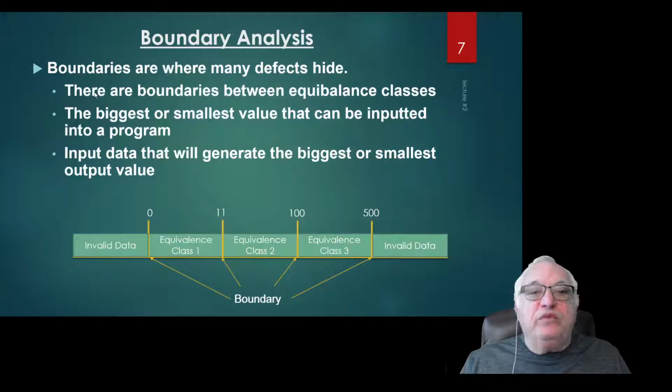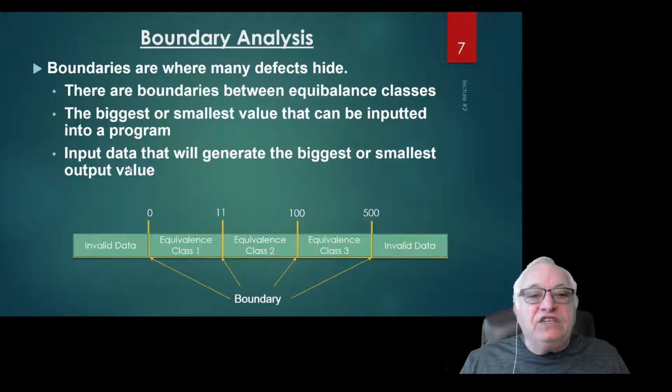So there are boundaries between equivalence classes. So we have the invalid equivalence class and equivalence class 1. We have a boundary here at 0. Between equivalence class 1 and equivalence class 2, we have a boundary right at 11. And then we have another boundary at 100 and 500. The biggest or smallest value that can be inputted into the program: well, the smallest value can be 0. So before 0, we have a boundary right here. Between invalid and 0, we have a boundary. For the biggest number that can be inputted, we have a boundary right here between 500 and invalid data.